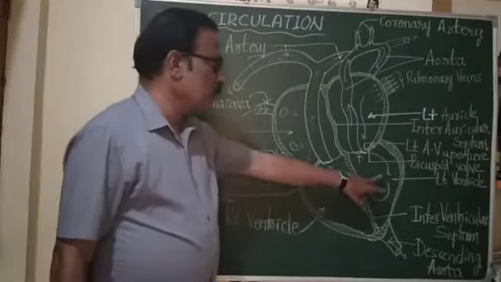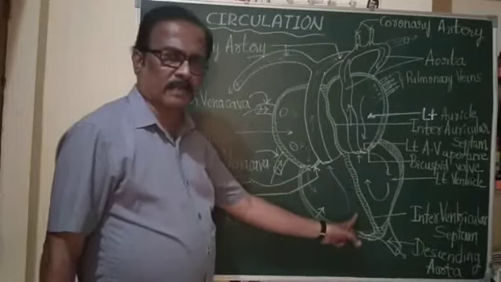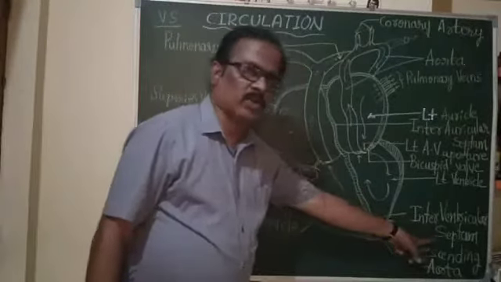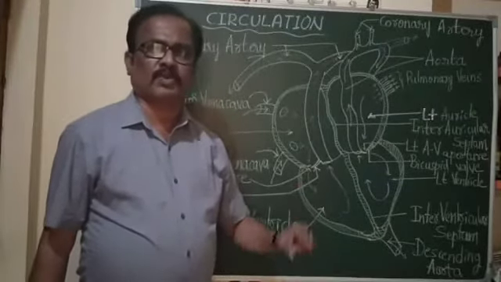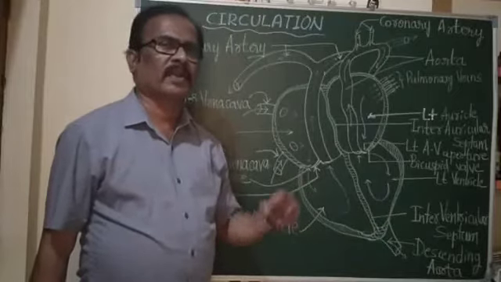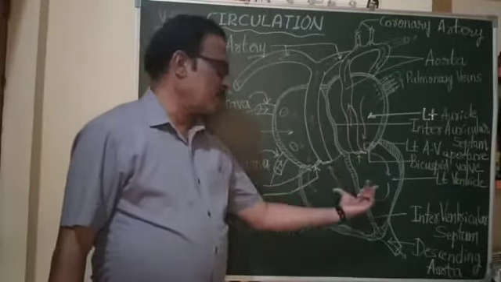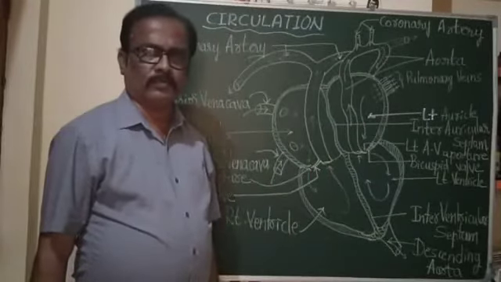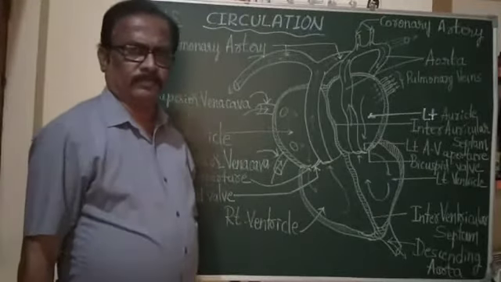Like that, the 2 ventricles are separated by a wall or septum called the interventricular septum. In the sense, 2 auricles are separated by interauricular septum and 2 ventricles by interventricular septum. Auricles are thin-walled chambers and ventricles are thick-walled chambers.